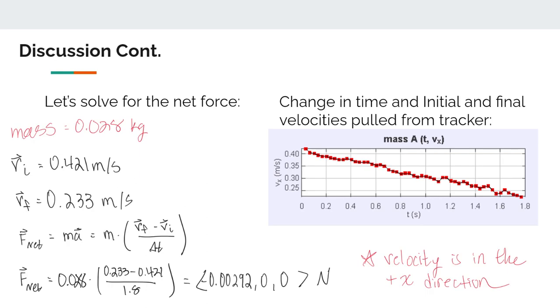So let's solve for that net force. Using our initial and our final velocity from that same graph, we can solve for that net force using that formula I mentioned before, the mass times the change in velocity over time. And then you solve that and you get a non-zero net force. In our case, we have a negative, very small, 0.00292 in the negative x direction.